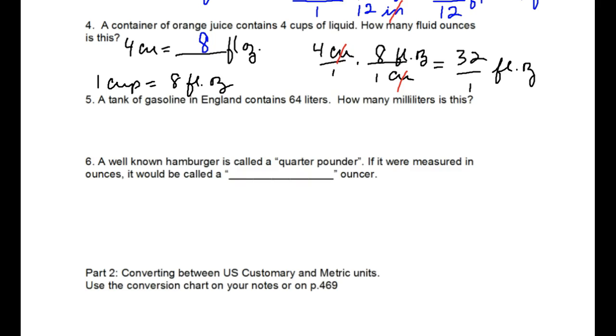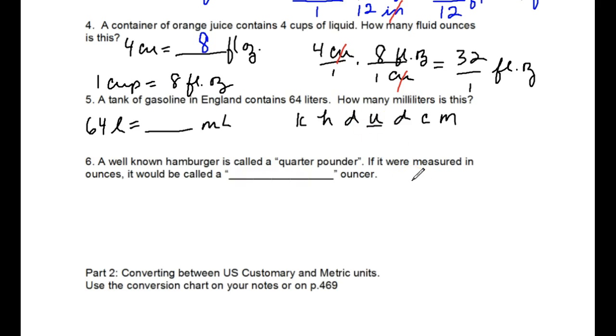Next, we have a tank of gasoline in England that contains 64 liters. We want to know how many milliliters this is. So I have 64 liters. I want to know how many milliliters this is. Remember, King Henry doesn't usually drink chocolate milk. The unit here is going to be liters. That's the basic volume measurement in the metric system.